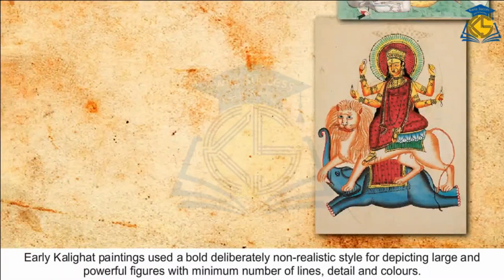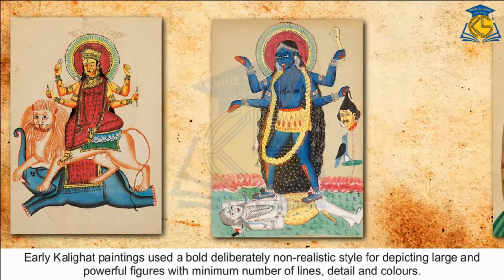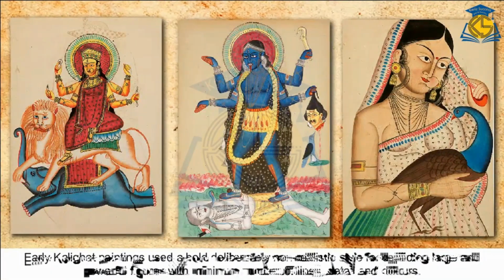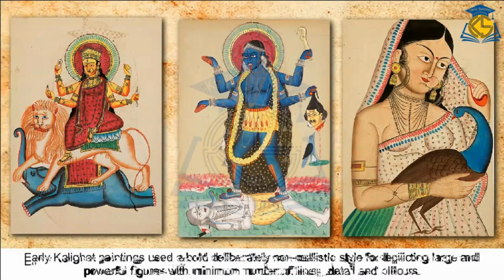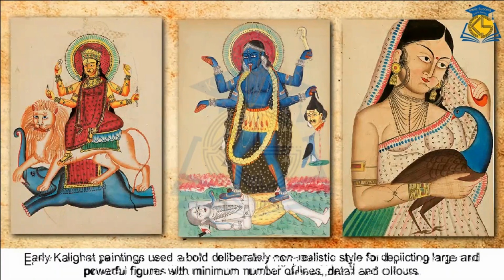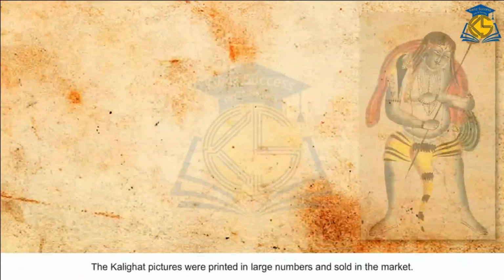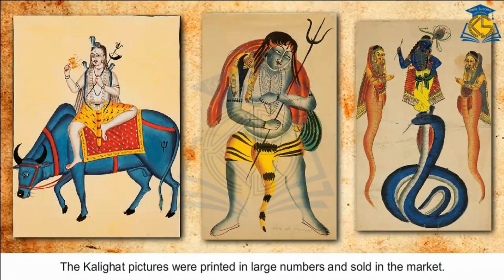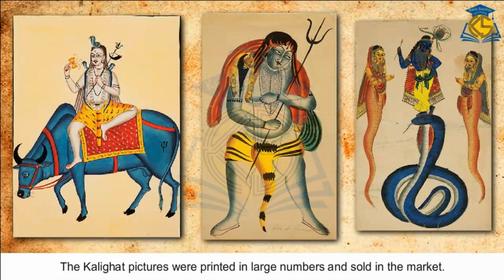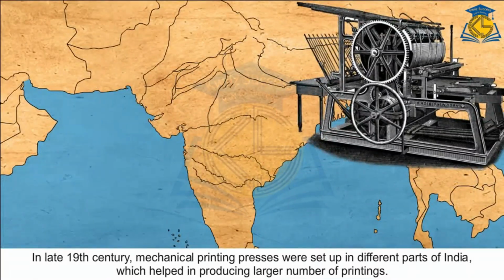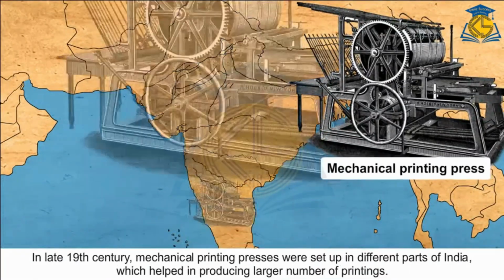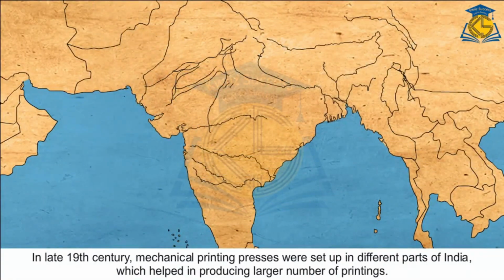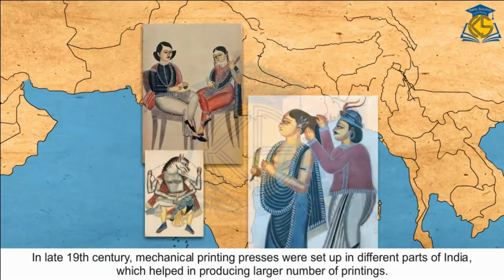Early Kalighat paintings used a bold, deliberately non-realistic style for depicting large and powerful figures with a minimum number of lines, detail and colors. The Kalighat pictures were printed in large numbers and sold in the market. In the late 19th century, mechanical printing presses were set up in different parts of India, which helped in producing a larger number of printings.